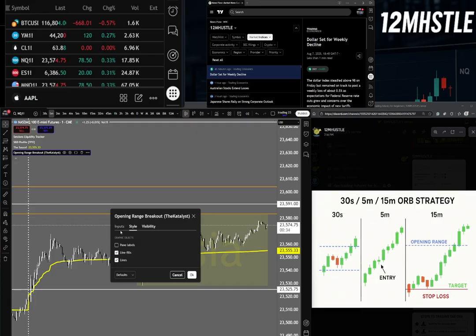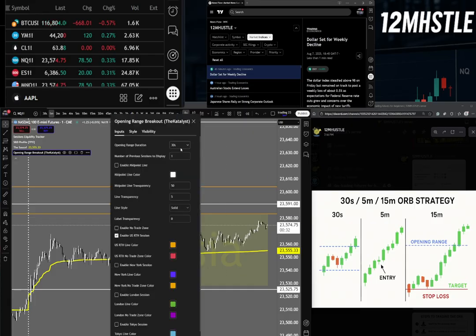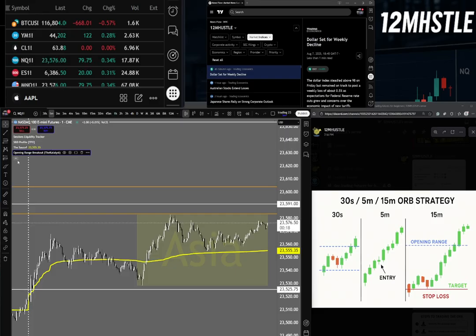In inputs you can put different times that you want. I use the 30-second, the 5-minute, or the 15. I trade off the 30-second opening range. You can use that, the 5 minutes, or the 15. I'm going to go over all three of them. So first we'll go over the 30-second range.